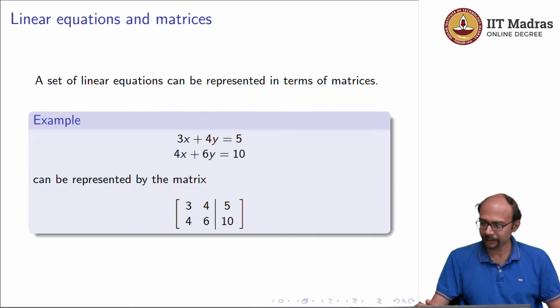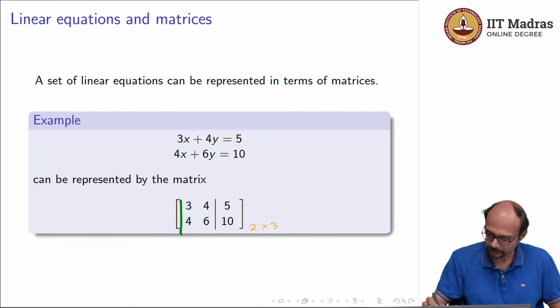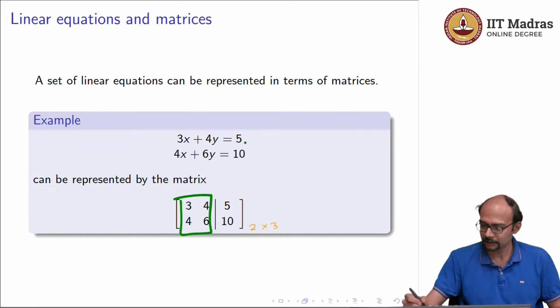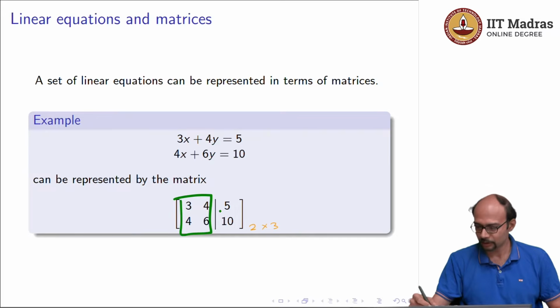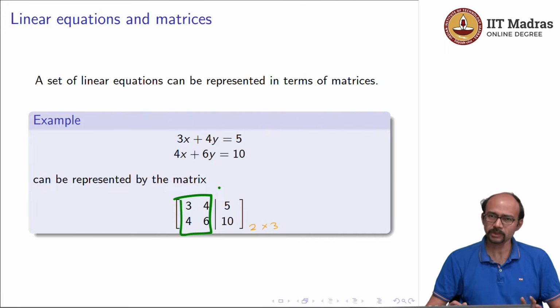So the corresponding matrix is this matrix, which has 2 rows and 3 columns. I'll emphasize the 3 columns here. The first 2 columns correspond to the coefficients of x and y. So 3, 4 and 4, 6, that's the part that's coming over here. And then the entries that are on the right beyond the equals are in the last column. So this middle line is just for our own sake.